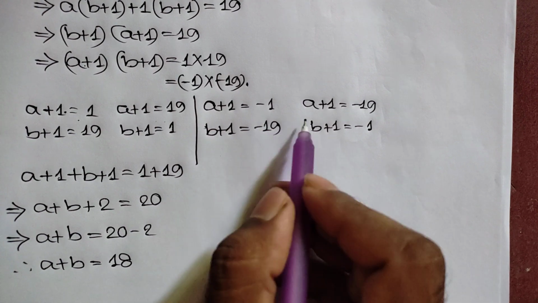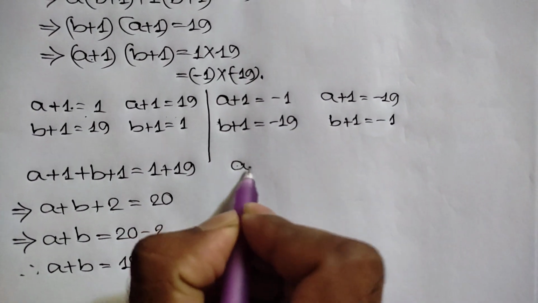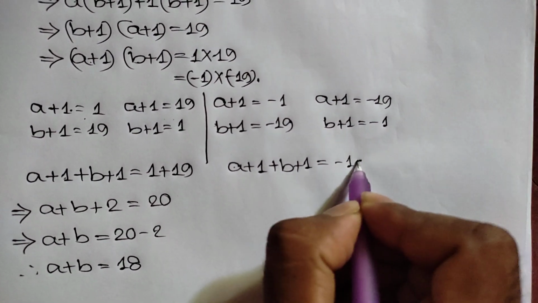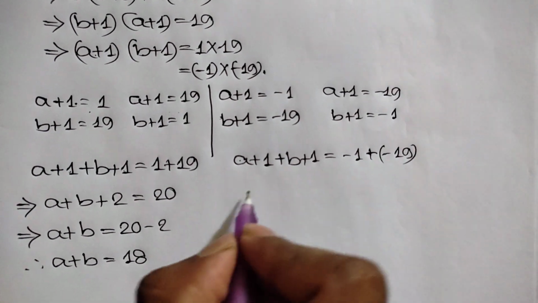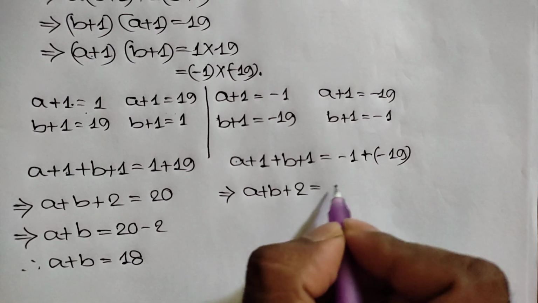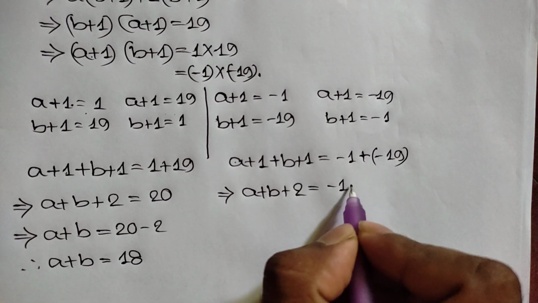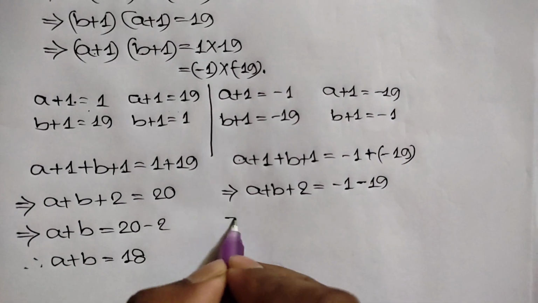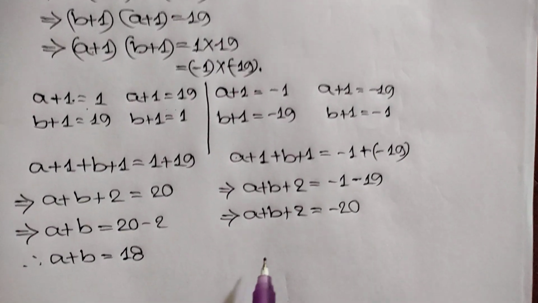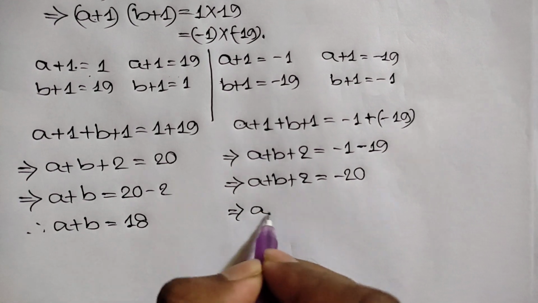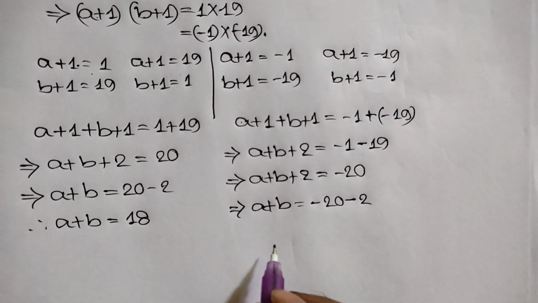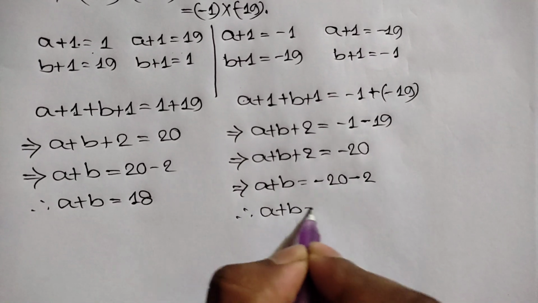and here adding these two equations for these two cases we will get a plus 1 plus b plus 1 is equal to negative 1 plus negative 19, or a plus b plus 1 plus 1 is equal to 2 and negative 1 plus negative 19 is equal to negative 20, or a plus b plus 2 is equal to negative 20, or a plus b is equal to negative 20, this 2 here we will get negative 2, so the value of a plus b is equal to negative 22.